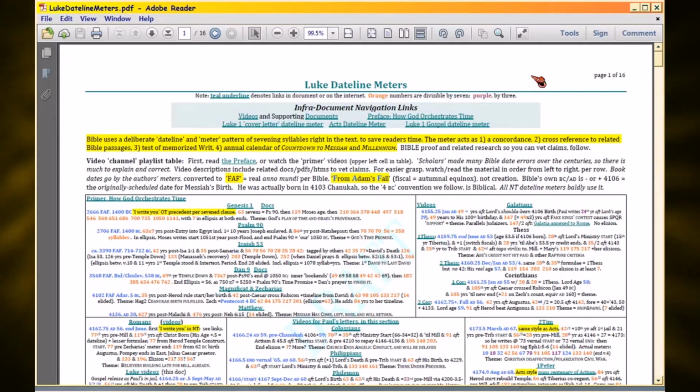Now, when you look at this, you're probably going to freak out. But I want to underscore the fact that I've been presenting this material very simply just to get your feet wet. But the actual material, the proof of what I'm talking about, is rather extensive. I've spent 8 years on it, and what you see before you now is Luke dateline meters.